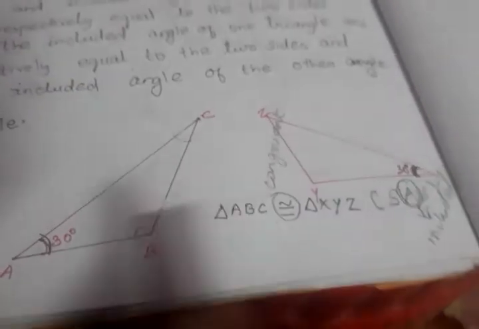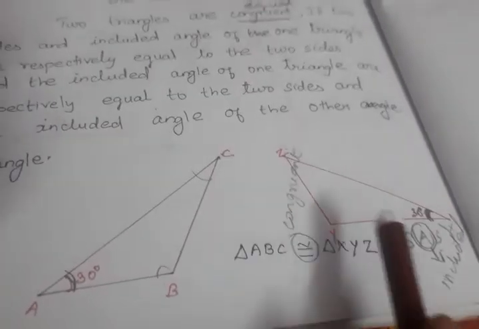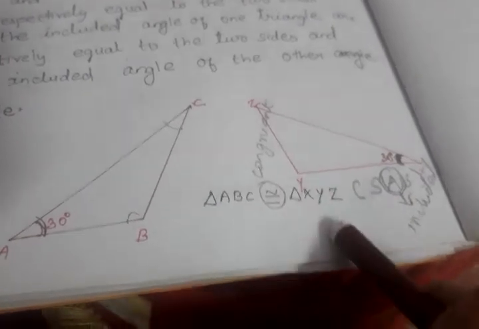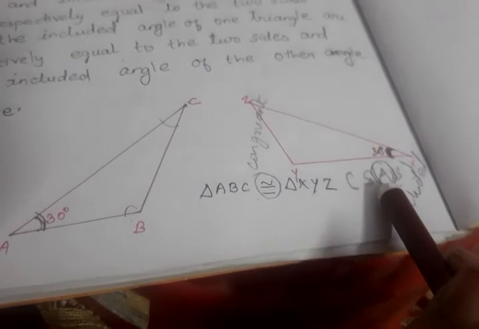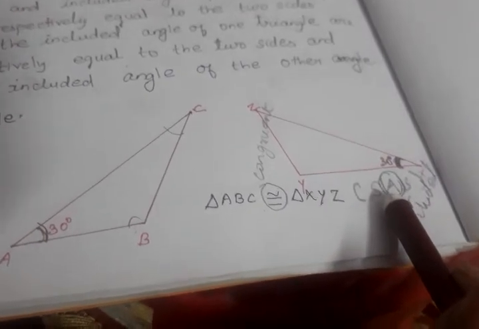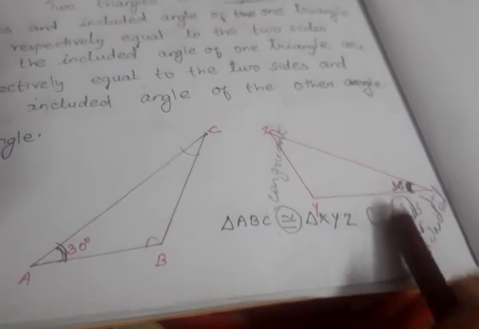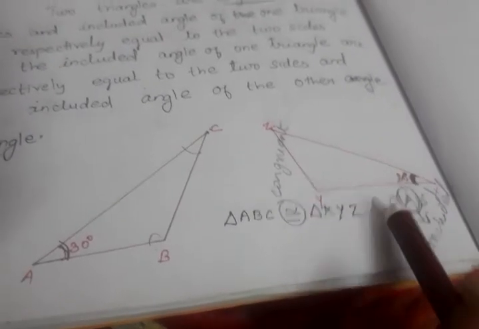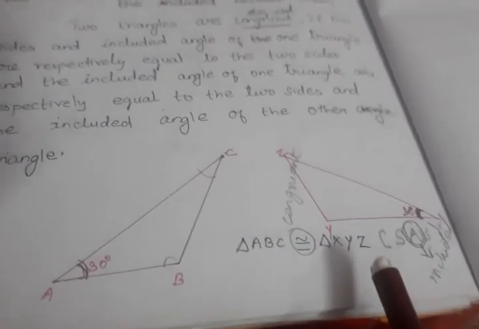So that ABC and XYZ are equal. So the SAS triangles are equal. Triangle ABC is congruent to triangle XYZ. SAS means side, angle, side, where the angle is the included angle. So this side is equal, and triangles ABC and XYZ are congruent.